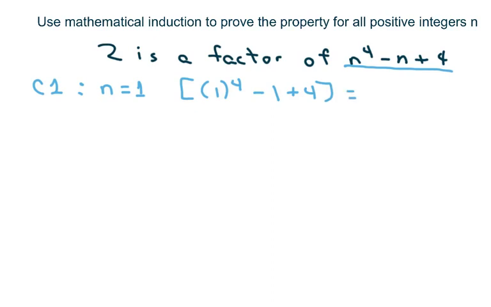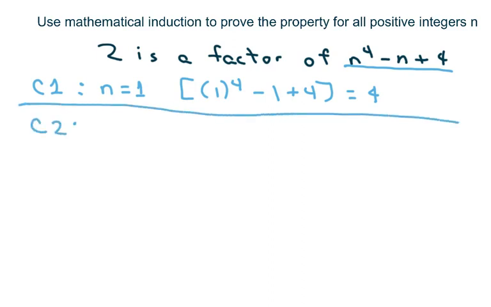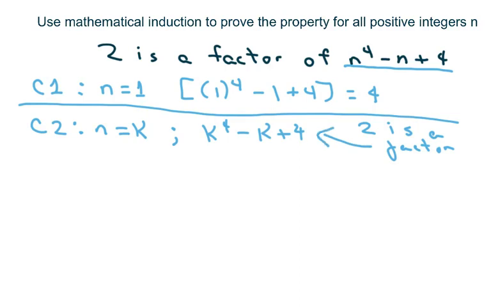And this equals 4, and 2 does divide 4, thus 2 is a factor of 4. And then we're going to show condition 2 for n equals k. So we're going to write this as k to the fourth minus k plus 4. And we're going to assume that 2 is a factor of this, because we're going to have to assume that.